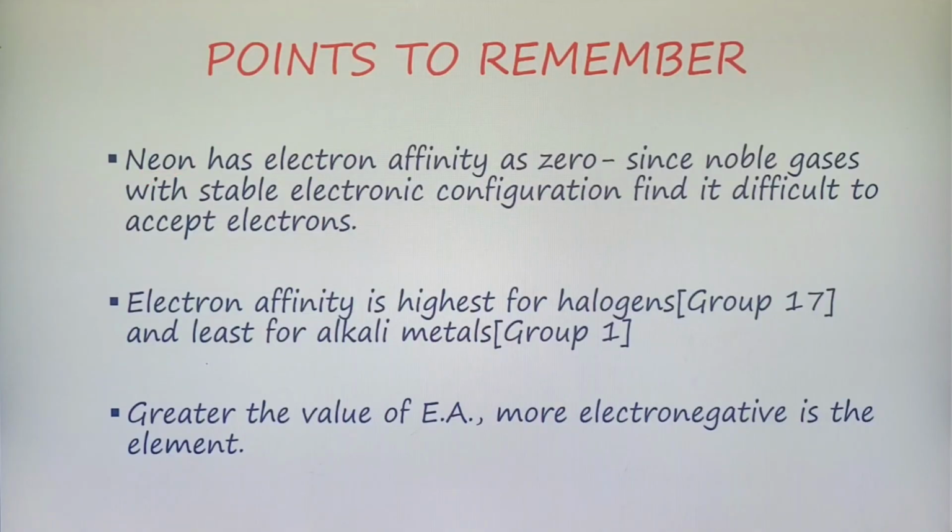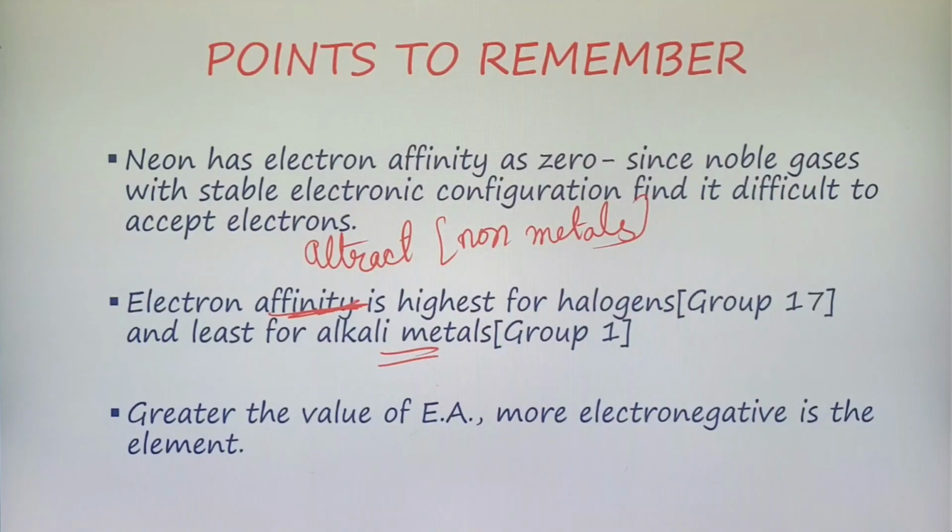Also remember the second thing: who is in utmost need to attract an electron, children? Who attracts an electron usually? It is non-metals. Yes or no? We have already studied in our lower classes that metals are usually donors, and non-metals are usually acceptors. Now, what is electron affinity? It is the tendency of an atom to accept an electron. So, who will have the utmost electron affinity?